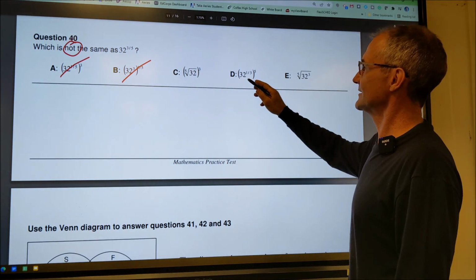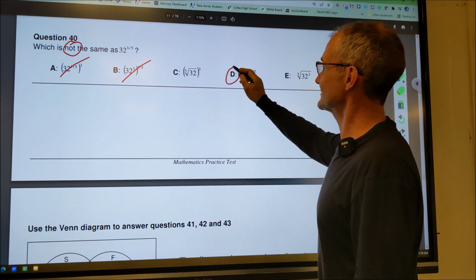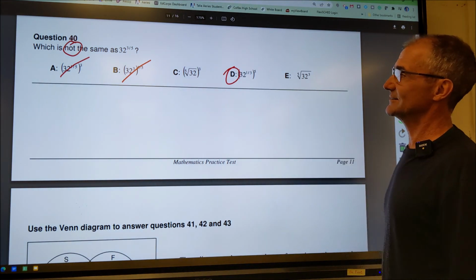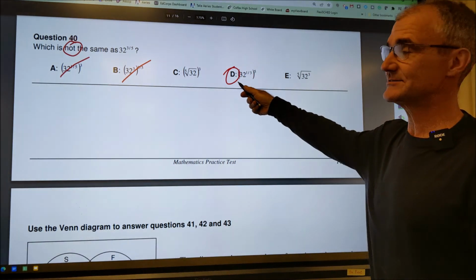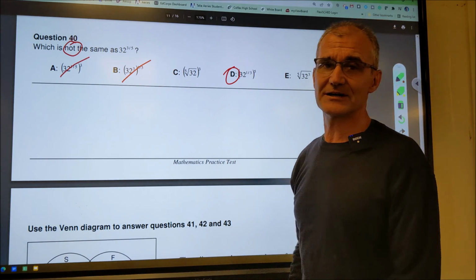Let me go over here. 32 to the 5/3, that is not the same, so I'm going to select that one. And I don't really have to do any more once I have my solution. So I don't want to spend a lot of time trying to solve these if I can find my solution.